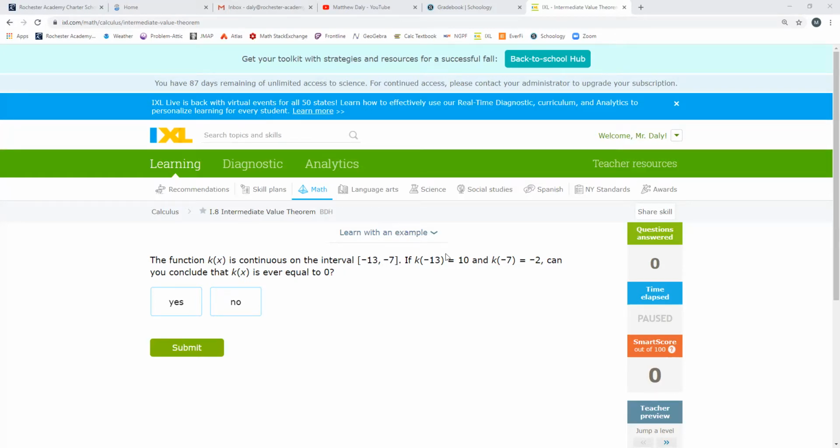All right, so the output of the value ranges continuously from 10 to -2. Does it have to cross 0? And the answer is yes, it does, because 0 is between 10 and -2. Because it's in that output range and the function is continuous, which is a very important detail, that is enough information because of the intermediate value theorem for us to conclude that k of x has to be 0 for some x between -13 and -7.